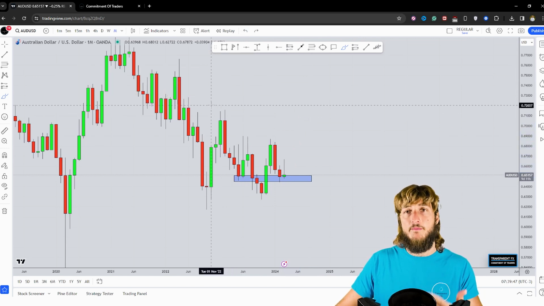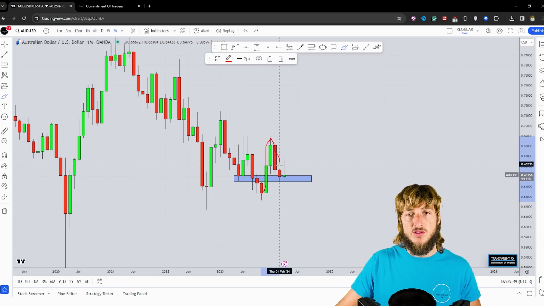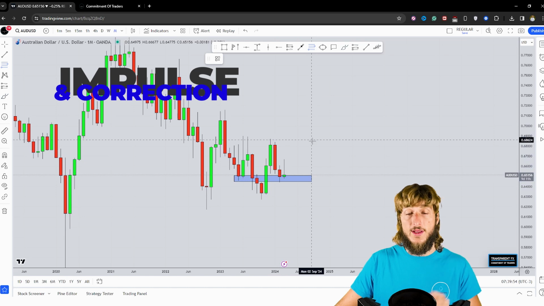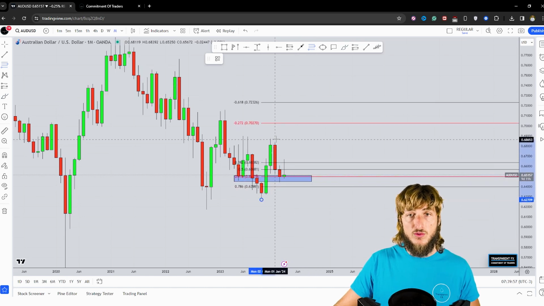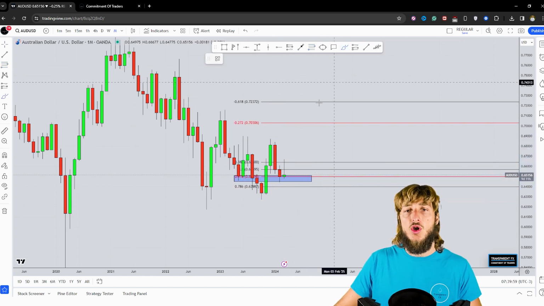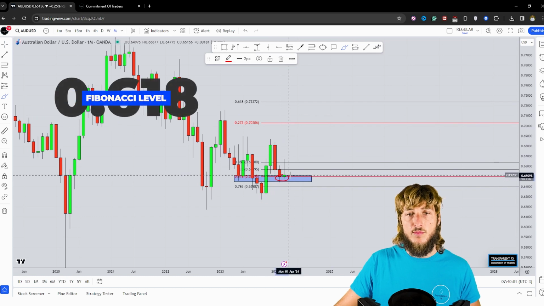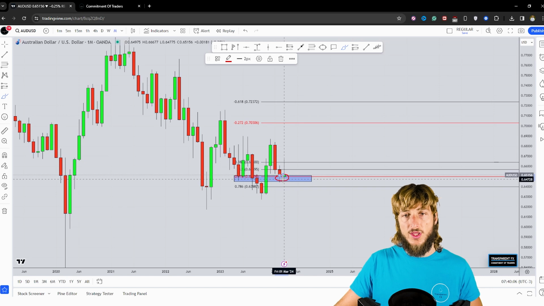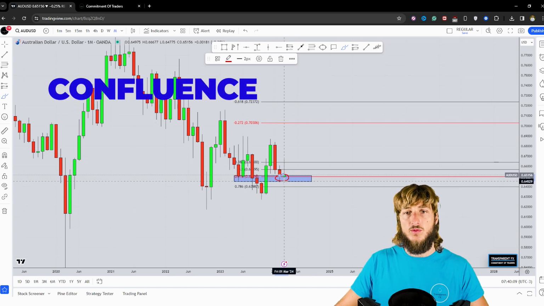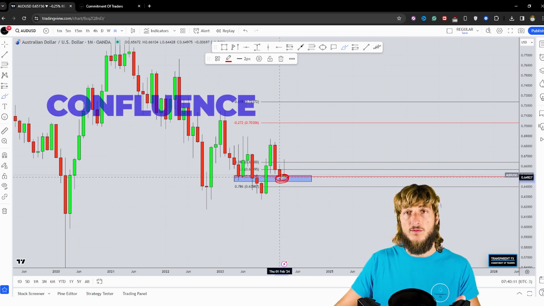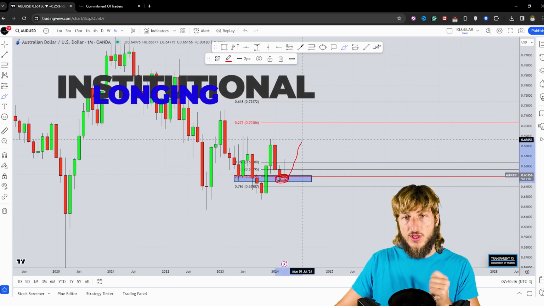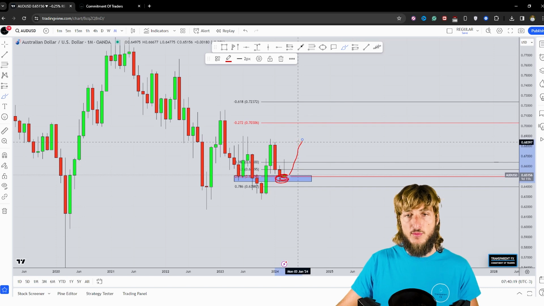We can also notice that from a pattern standpoint, we have a very clear impulse followed by a correction. And in general, after an impulse, if you want to measure the correction, you have to take your Fibonacci from the low to the high of the impulse leg. And if we do that, we can see how we have the 0.618 Fibonacci retracement that is lining up precisely with this previous level of support and demand, therefore creating a confluence of support. And inside of a confluence of support zone, you could expect to see more institutional longing, which at that point would further increase the probabilities of a potential push higher away from this area.